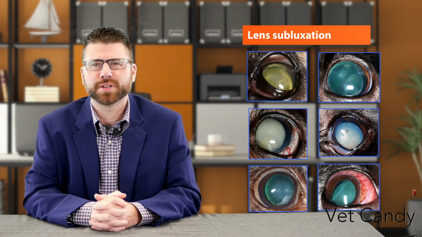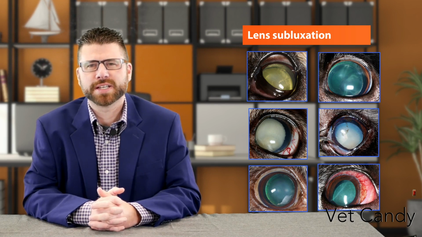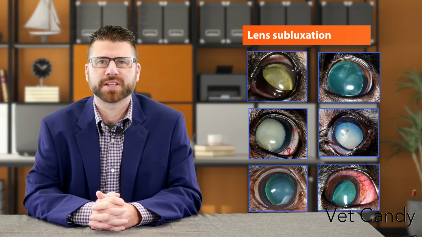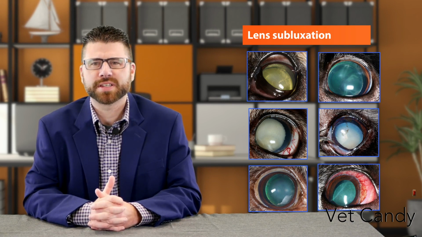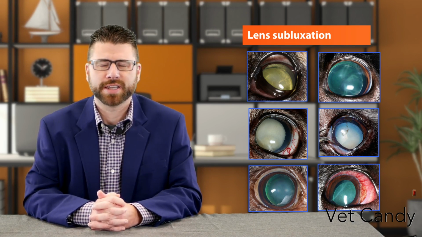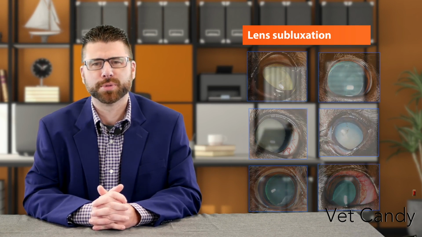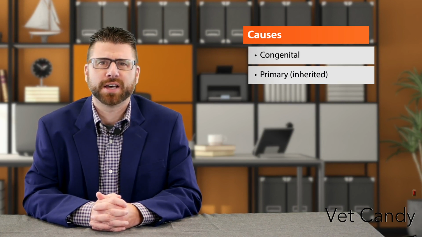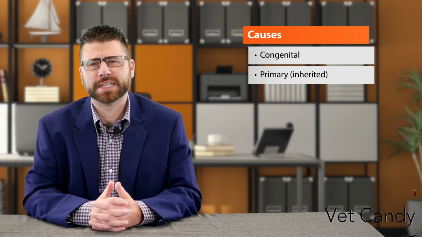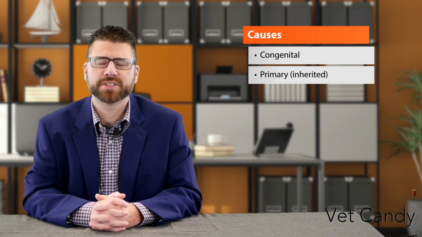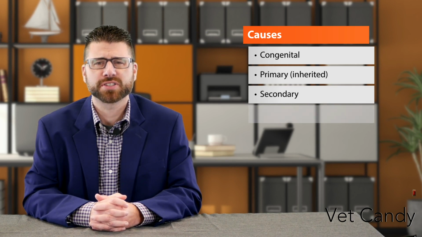So let's talk about lens subluxations now. Here are a variety of lens subluxations where the lens is starting to shift out of the patellar fossa. And in many of these cases, you can see the aphakic crescent, or the space in between the lens equator, allowing you to see through the pupillary margin. There are many causes of lens subluxations: congenital, primary. Primary cases are typically inherited, and these will occur in the patient between about 3 and 6 years of age. There are secondary causes such as glaucoma.